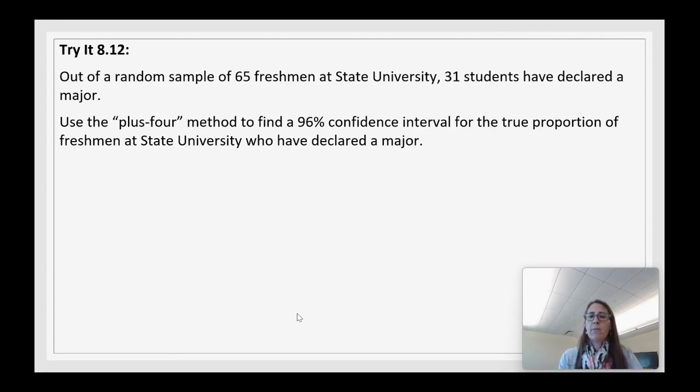Out of a random sample of 65 freshmen at State University, 31 students have declared a major. We're going to use the plus 4 method to find a 96% confidence interval for the true proportion of freshmen at State University who have declared a major.